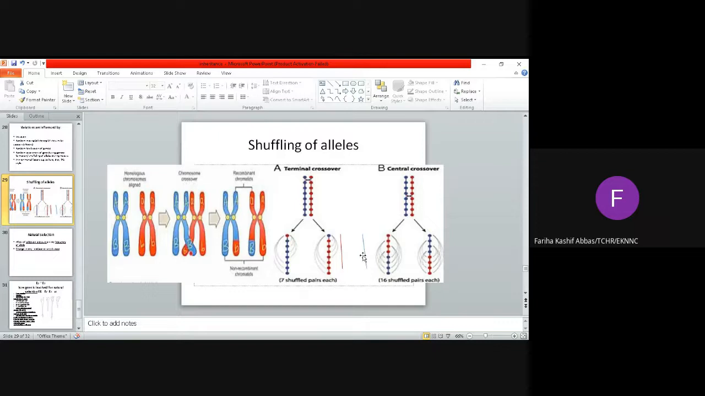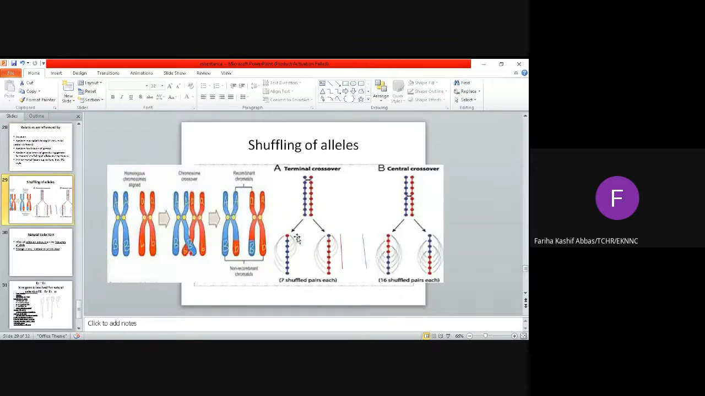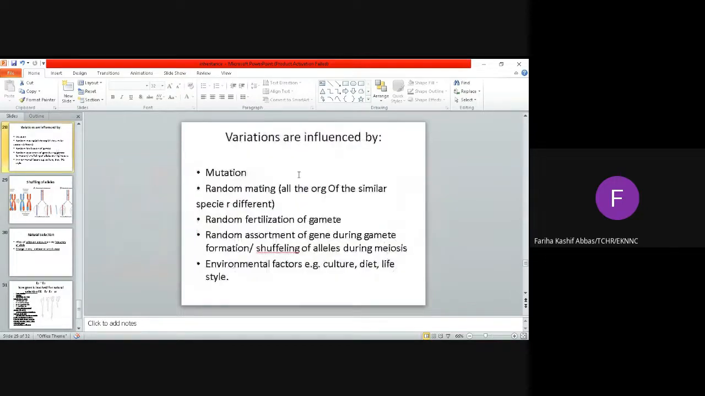Okay. Yes. We all are different from one another. Why are we all different from one another? Because of random mating. Then why are our siblings different? Because of random fertilization of gametes. Then why are gametes different? Because of random assortment of genes during gamete formation. Let's suppose this seems a difficult term to you, random assortment of genes. Leave it. Say it's shuffling of alleles. Now because of the shuffling of alleles during meiosis, gametes are different.